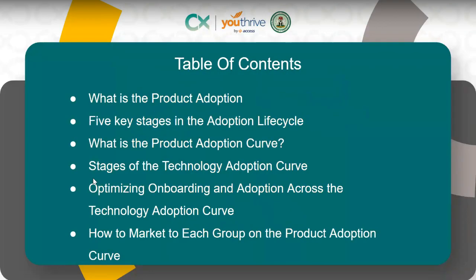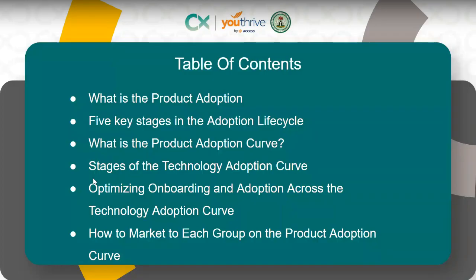All right. Table of contents: we'll be looking at what is product adoption, the 5 key stages in the product adoption lifecycle, and what the product adoption curve is. So there's something called the product adoption curve, and we'll look at all the stages of this adoption curve. We'll be looking at optimizing onboarding and adoption across the technology adoption curve. So we look at how you can onboard and have people adopt your product across this adoption curve.